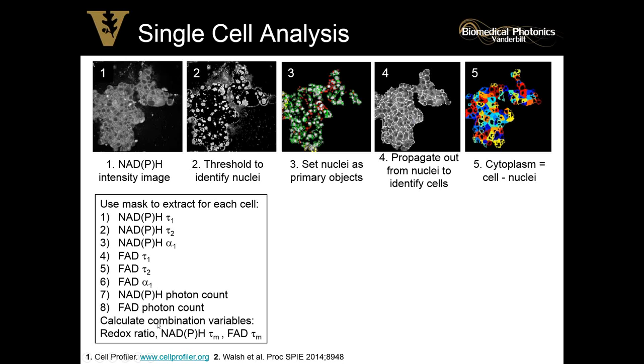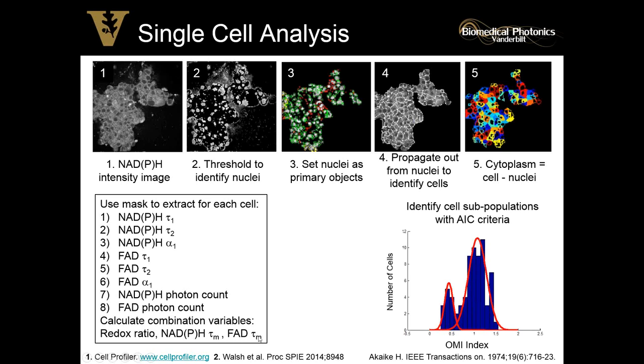We extract all 8 of our variables, including NADH and FAD intensities and their lifetime components, as well as combination variables such as the redox ratio and the weighted average lifetimes for NADH and FAD. Since we're interested in cellular level response to therapy, we also looked at the distributions of these variables by fitting them to multiple Gaussians and choosing the best fits using the Akaike information criterion. That's what AIC stands for.